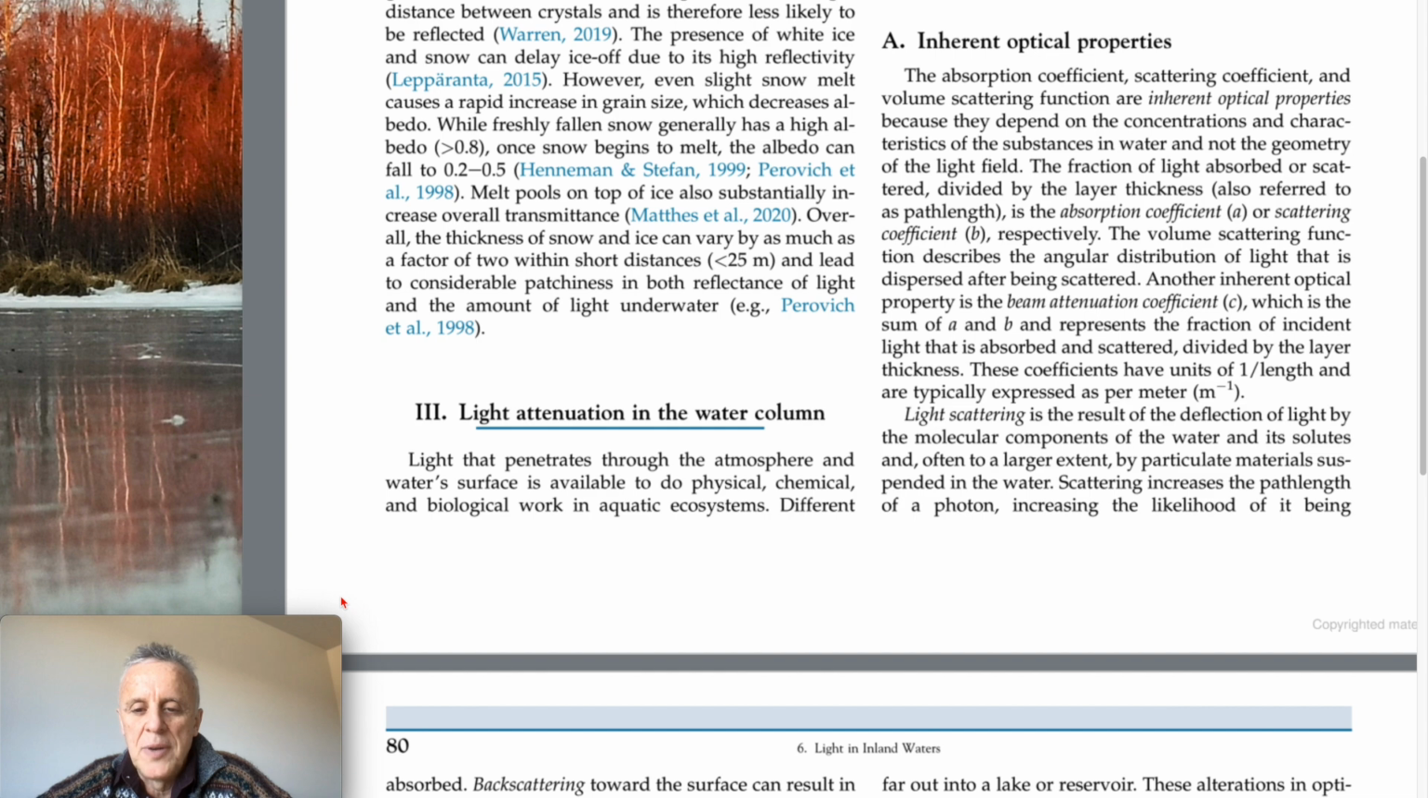The volume scattering function describes the angular distribution of light that is dispersed after being scattered. Another inherent optical property is the beam attenuation coefficient, or c, which is the sum of a and b, and represents a fraction of incident light that is absorbed and scattered divided by the layer thickness. These coefficients have units of 1 over length and are typically expressed as per meter, meter to the minus 1.